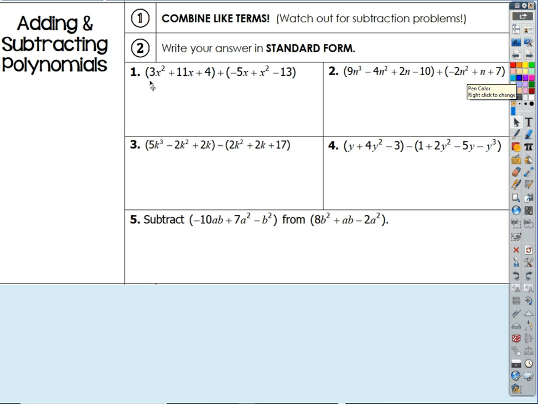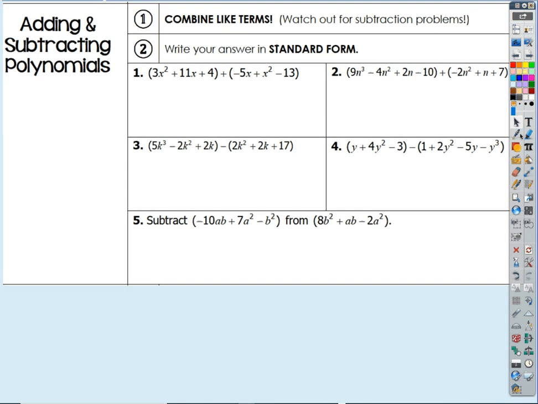Squared, because the biggest power in either polynomial is 2. So if I add up like terms, what do I get? 4x squared. Then I've got my x's, so 11x minus 5x, 6x, good. And then finally I've got plus 4 minus 13.